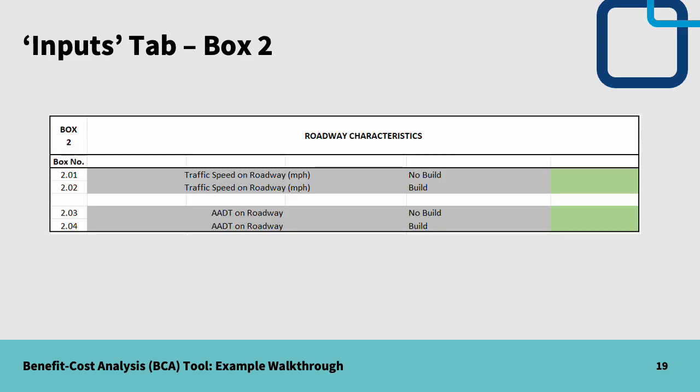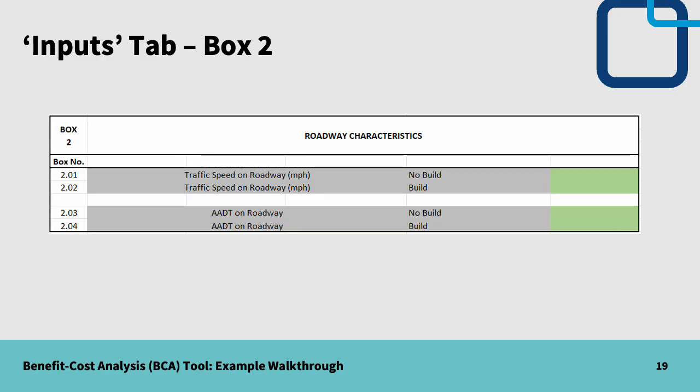Now we can move on to box 2, roadway characteristics. For each of these green input cells, we see a no build and build input. What happens if we don't build our project? What happens if we do build it? We must have both these scenarios' data to properly measure the net benefit.